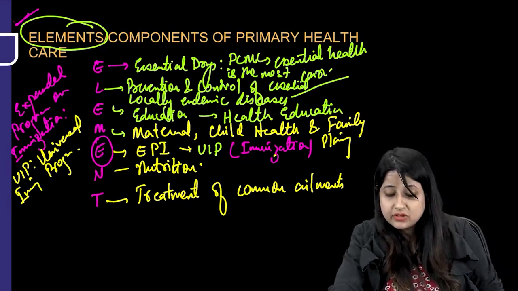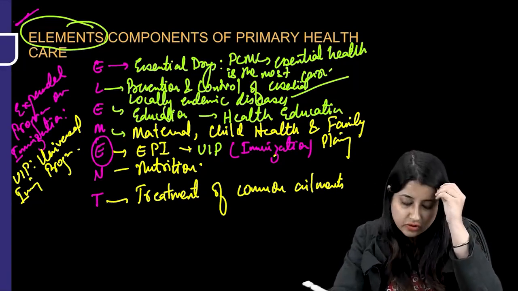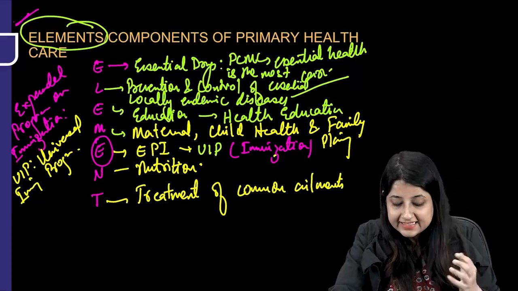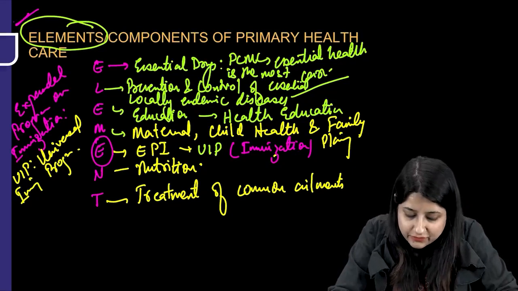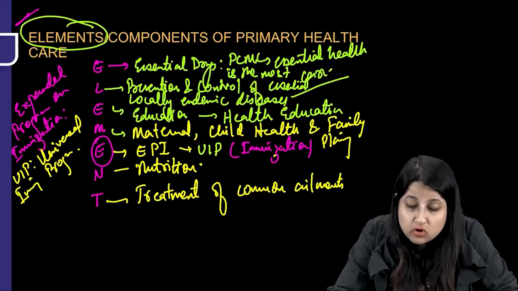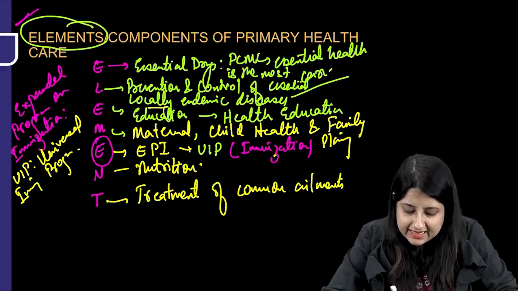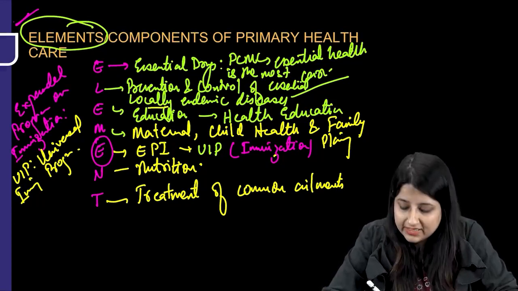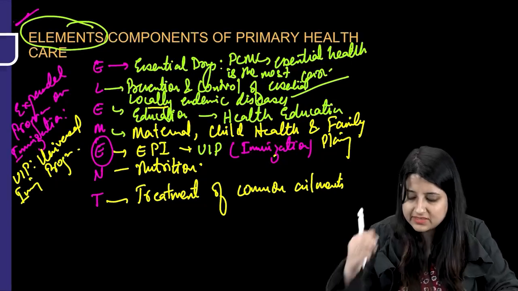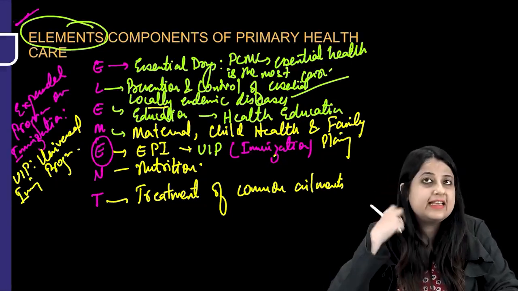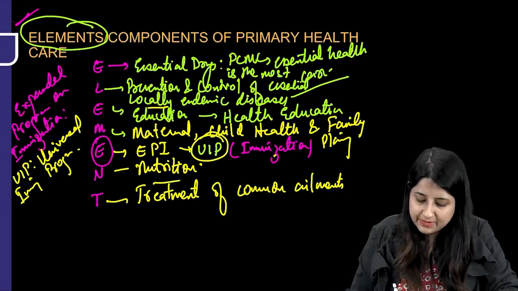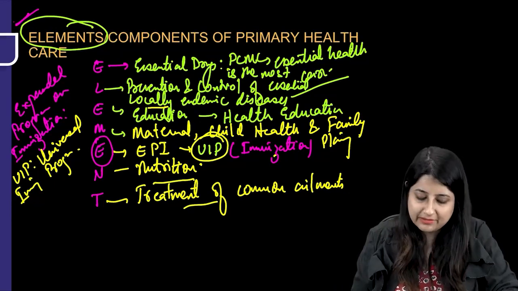Okay, so what are the essential components or elements? It's based on the mnemonic ELEMENTS. E stands for essential drugs, L stands for prevention and control of locally endemic disease. Again E is education but not school education, health education. M is maternal child health and family planning. E is EPI, which has now become UIP, nutrition and treatment of common ailments. So that was about the principle of primary healthcare.